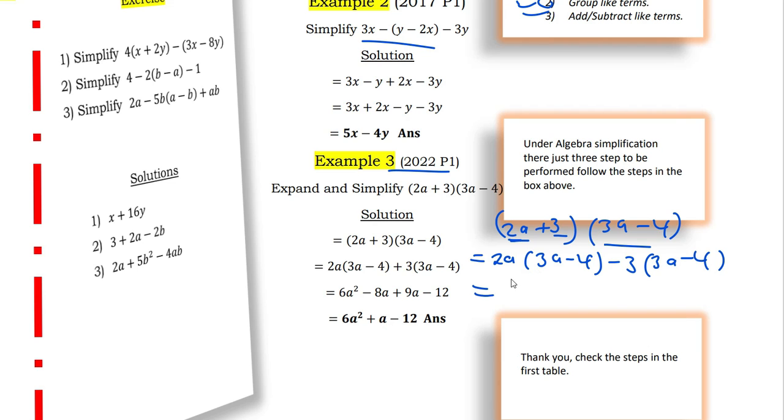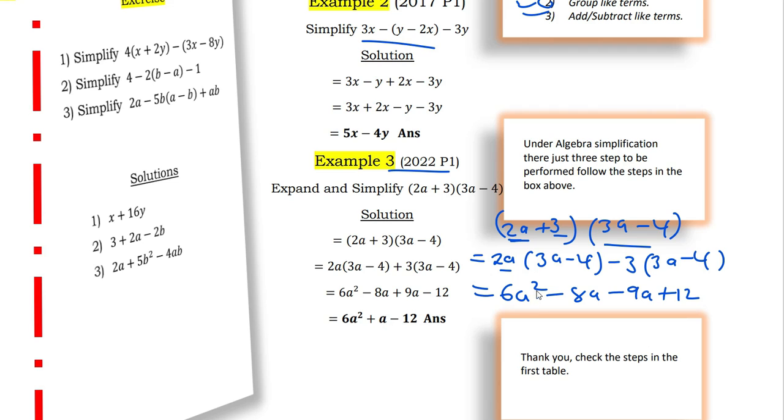So here it will give us a 6a power 2. Here it will give us a minus 8a. When you multiply 2a by 3a, it will give us a 6a squared. 2a by negative 4, it will give us a negative 8. And then negative 3 times 3a, that is a negative 9a. Negative 3 times negative 4, that is a positive 12.